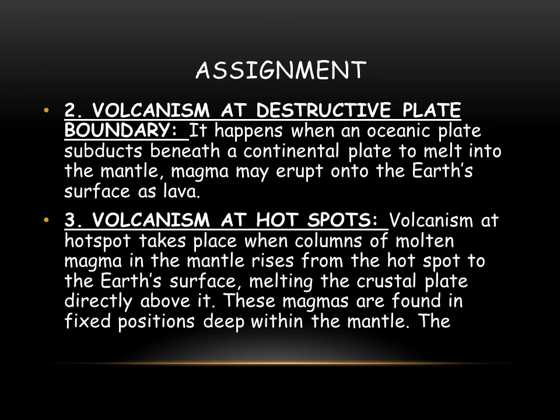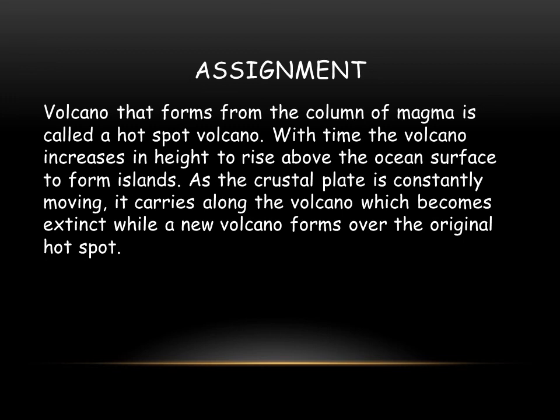Volcanism at hotspots takes place when columns of molten magma in the mantle rise from the hotspot to the Earth's surface, melting the crustal plates directly above it. These magmas are found in fixed positions deep within the mantle. The volcano that forms from the column of magma is called a hotspot volcano. With time, the volcano increases in height to rise above the ocean surface to form islands. As the crustal plate is constantly moving, it carries along the volcano, which becomes extinct while a new volcano forms over the original hotspot.